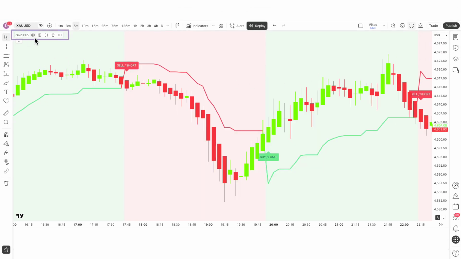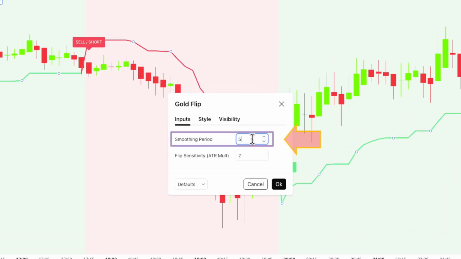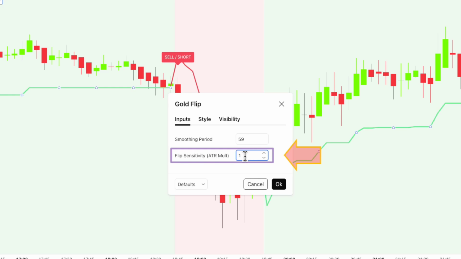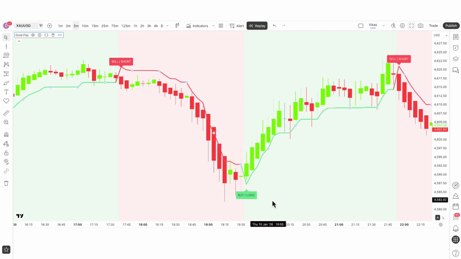Now change the indicator settings for perfect signals. First, change the smoothing period from 10 to 59. After that, change the flip sensitivity from 2 to 1. Here everything is fine after that. Click OK. Now we'll add one more indicator to make this strategy more powerful.